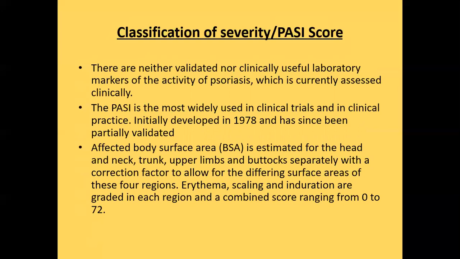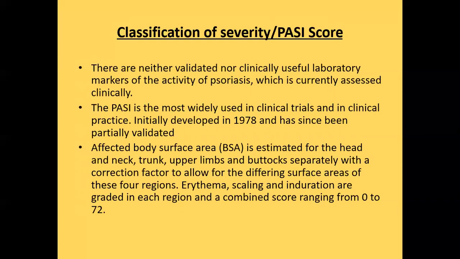Classification of severity, or the PASI score. There are neither validated nor clinically useful laboratory markers of activity of psoriasis, which is currently assessed clinically. PASI score is most widely used in clinical trials and clinical practice, initially developed in 1978, and since then it is partially validated to be a score for severity of psoriasis.